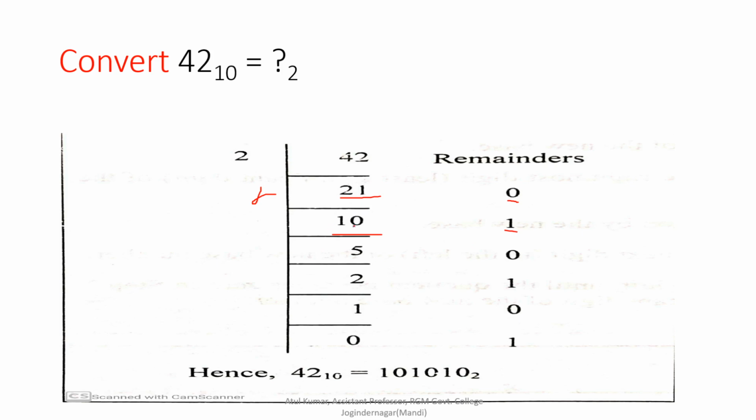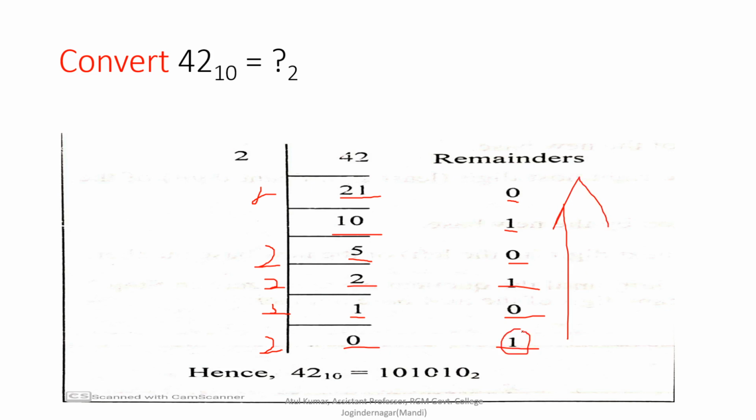Again, when we divide 10 by 2, the quotient becomes 5 and the remainder becomes 0. Again, we divide 5 by 2 and the quotient becomes 2 and the remainder becomes 1. Again, we divide 2 by 2, the quotient becomes 1 and the remainder is 0. Again, when we divide 1 by 2, the quotient becomes 0 and the remainder is 1. And in order to convert this into a binary number, we read from downward to upward.